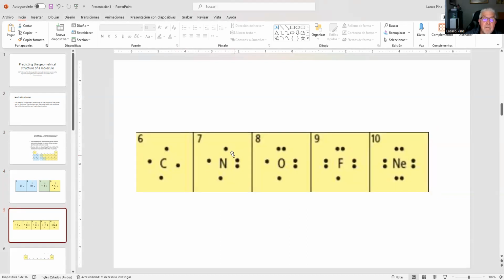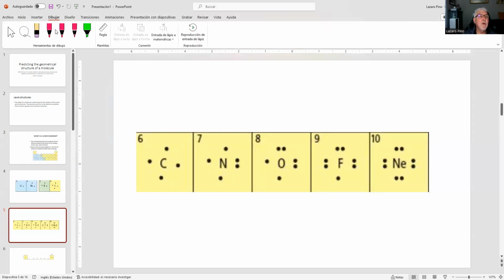Nitrogen has 5 valence electrons. Then I begin pairing the electrons. And oxygen has 6, then I pair two groups of electrons. The same thing with fluorine that has 7, and neon that has 8. Look at neon. Neon is a noble gas.